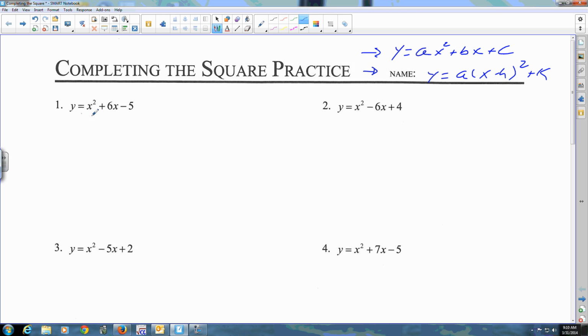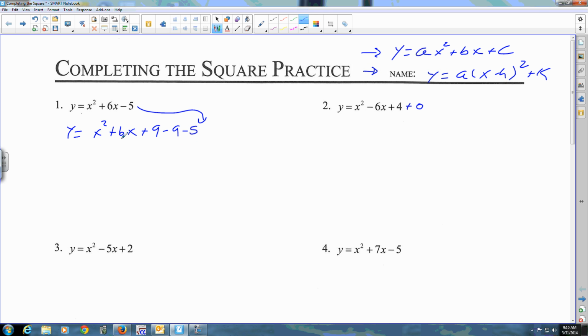So here goes. y is equal to x squared plus 6x minus 5. First thing you do is you take half the middle, which is 3, square it, add it, subtract it, and then the minus 5 comes along for the ride. Now the reason I subtracted the 9 is because the net effect here is I haven't done anything to it. It's basically I've just added a 0. And if you've added 0, you haven't changed the problem.